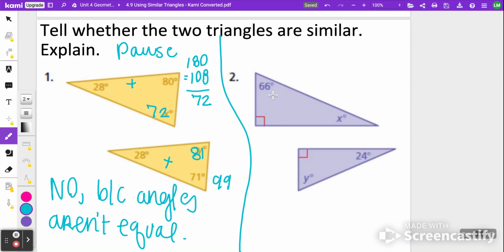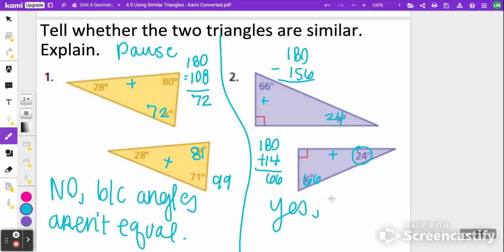Okay? Onward to number two, you can start by doing 66 plus 90. You're going to get 156, and then you take your 180 and subtract 156. You're going to get 24, which, look, matches the 24 here. Just for kicks and giggles, you can double check your work. 24 plus 90 in the other one is 114. And 114 taken away from 180 is equal to 66. So y is equal to 66 in this one. So we can say yes, they're similar because angles match, or because they are equal. Okay?